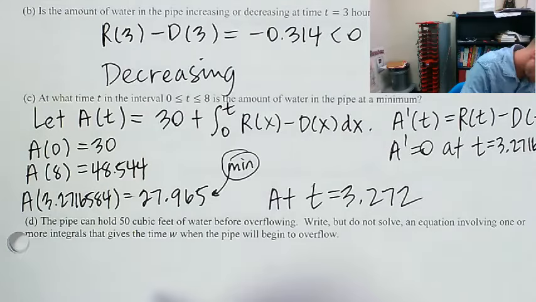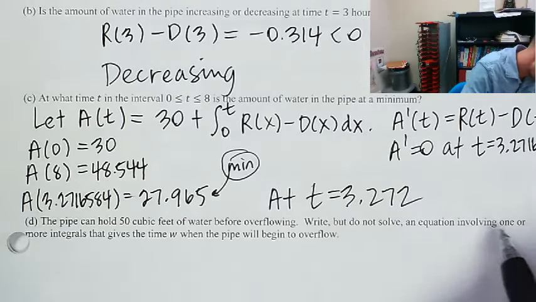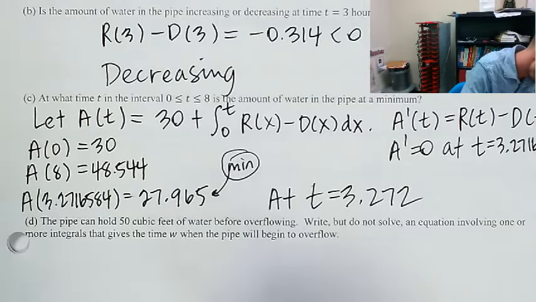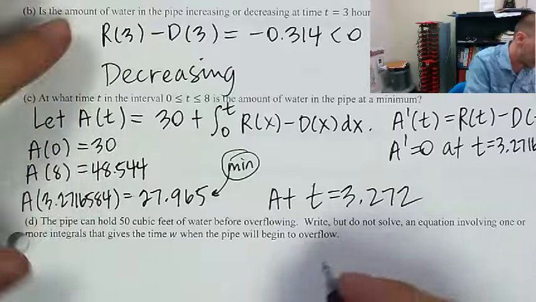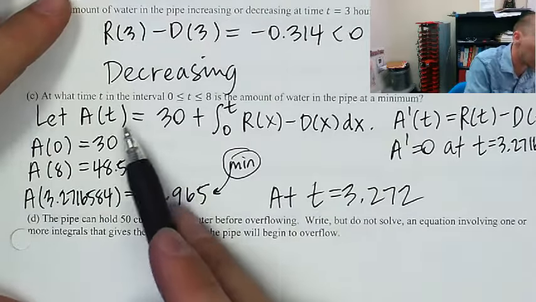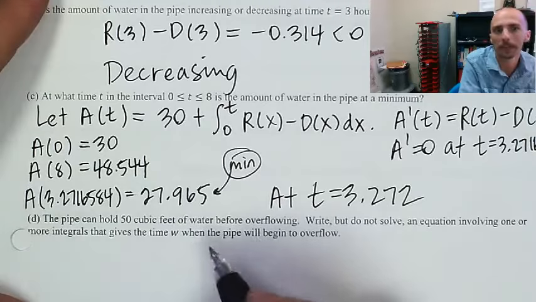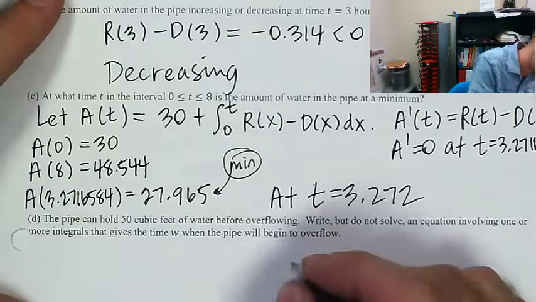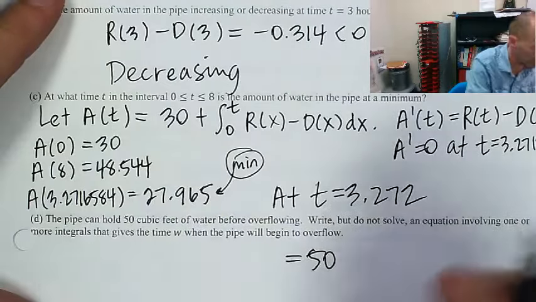Okay, and a pipe can hold 50 cubic feet of water before overflowing, right? But don't solve. Write an equation involving one or more integrals that gives the time w when the pipe will begin to overflow. Okay, so what's happening here is that the amount of water has hit 50, and we want the exact time when it begins to overflow. So what we're going to do is set A of t equal to 50.